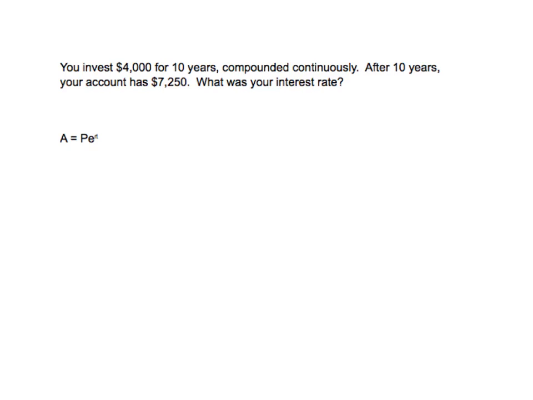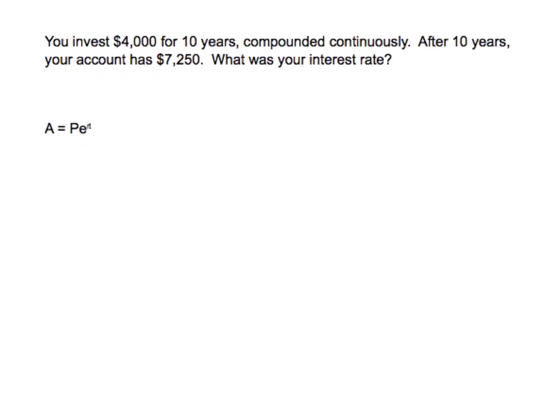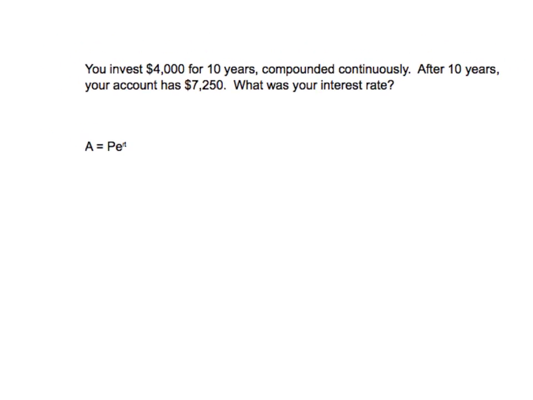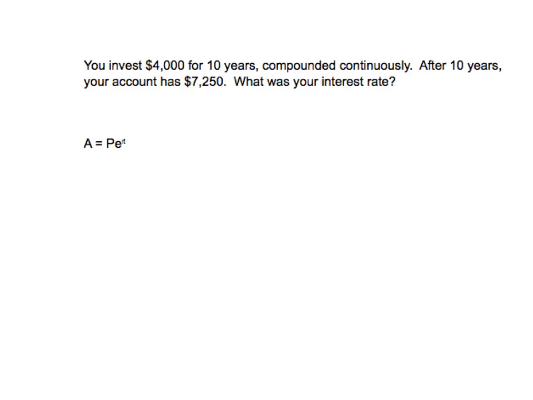One way that we can actually use this is on the problems that we were doing the other day, where we had interest compounded continuously. And when we left off with one of those questions the other day, we didn't know how to find the interest rate if they made a certain amount of money over so many years. Now we're going to be able to do that. So if you invest $4,000 for 10 years, and then at the end of that 10 years you have $7,250, we want to know what the interest rate was.